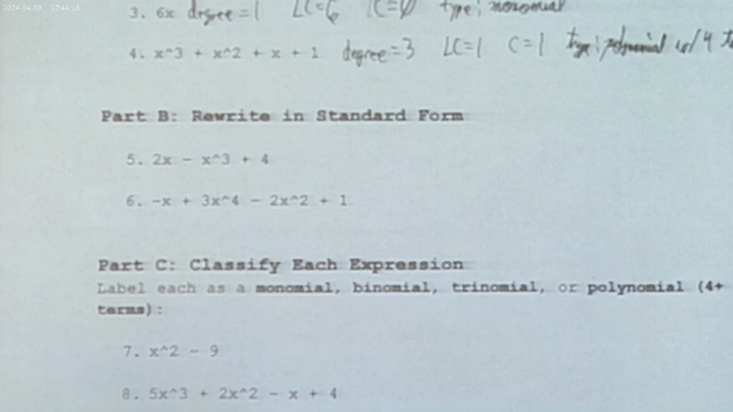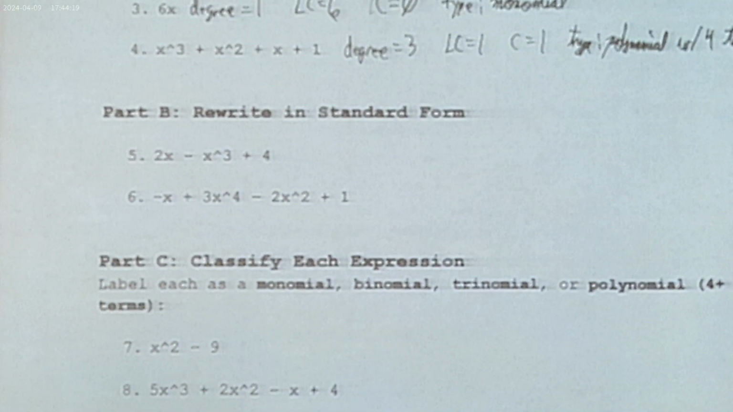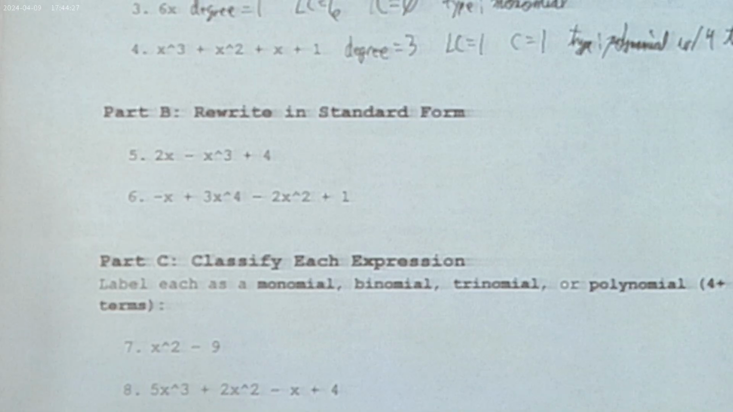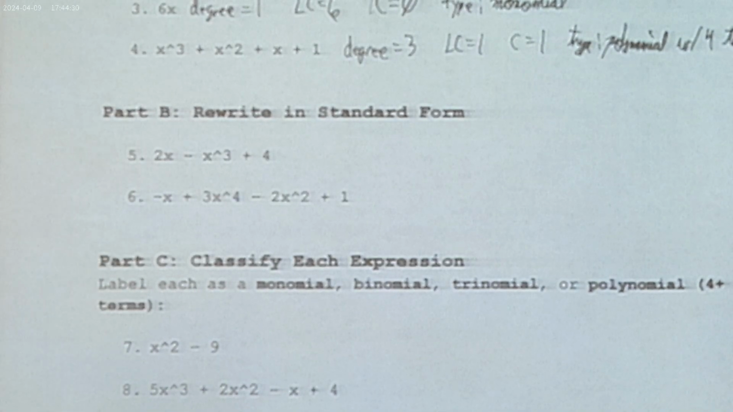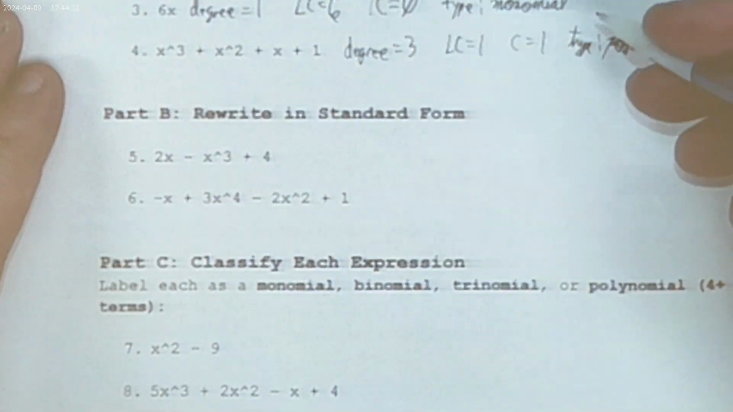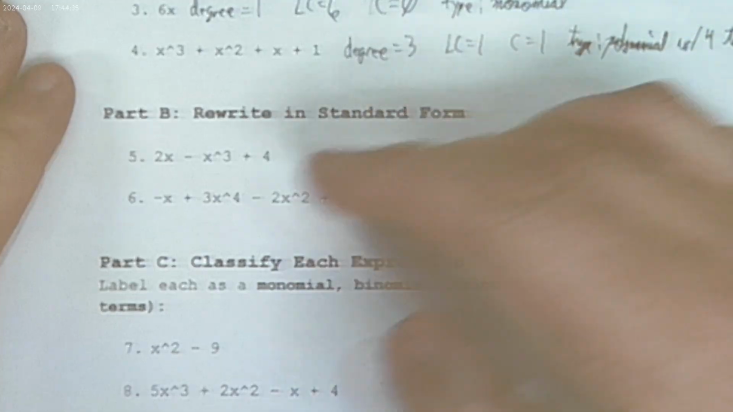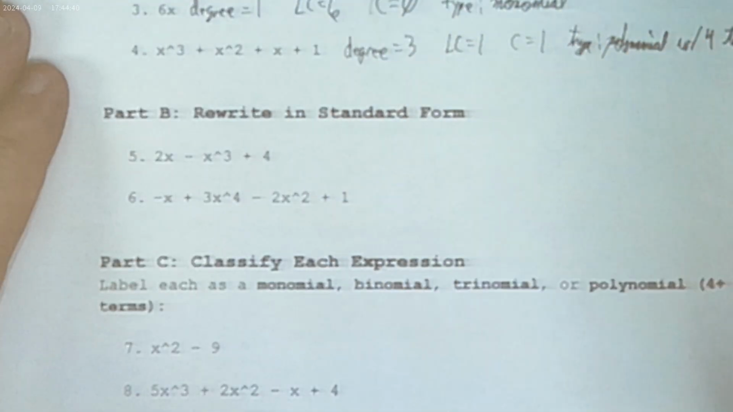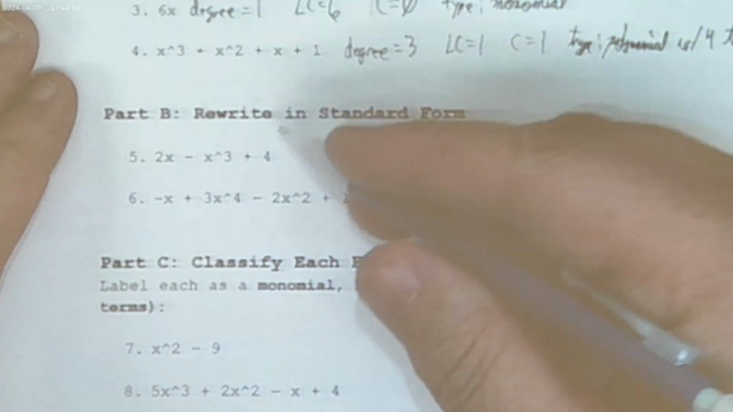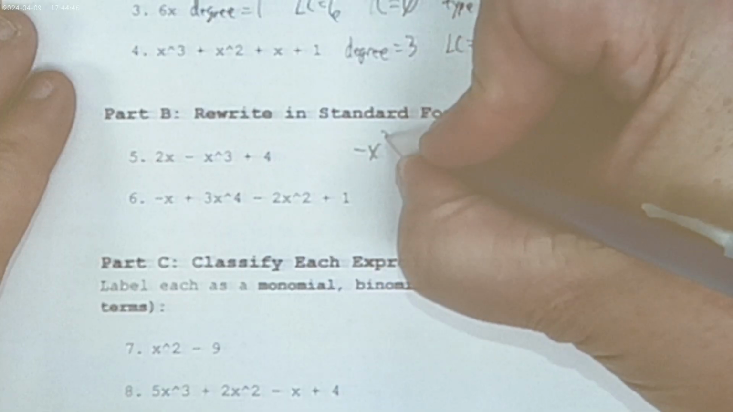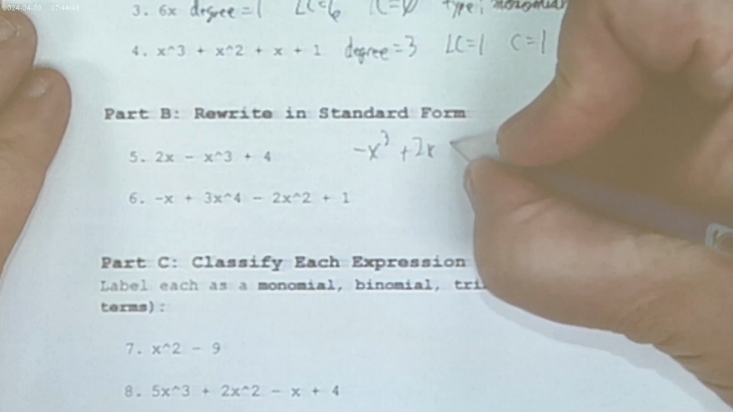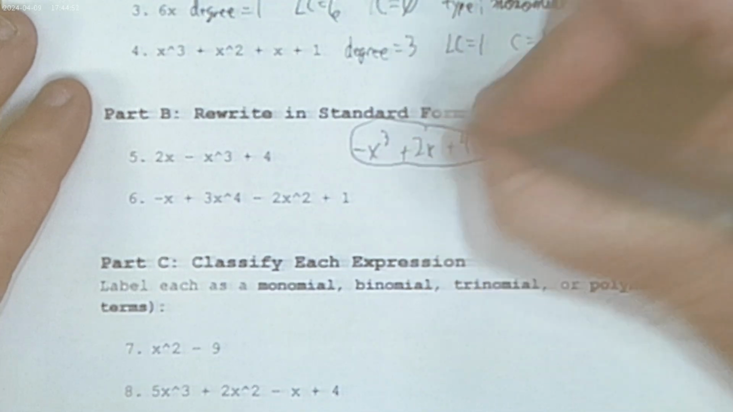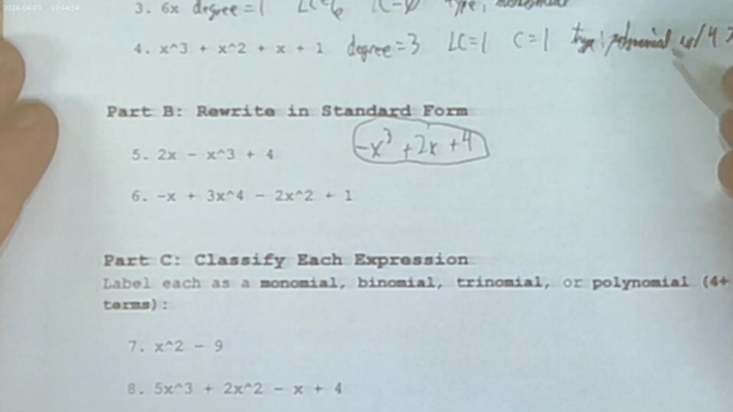So moving on to part B, rewrite in the standard form. Again, remember the standard form is you have the largest exponent on the left, and then you work your way to the right in descending order. So 3, then 2, then 1, etc. In this case, I've got x to the third, looks like it's the highest one, and then 2x, and then the constant, or just the number, it's always going to be on the far right. So that's always going to be a gimme. So in this case, I've got negative x to the third plus 2x plus 4. And there we go. Boom goes the dynamite.